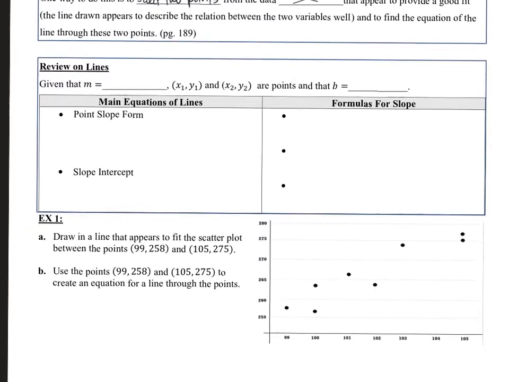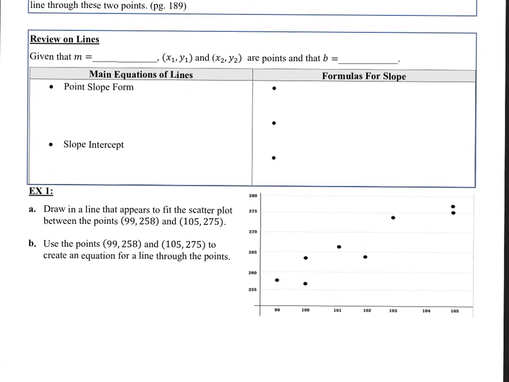So, a quick review on lines. This is something normally done in Algebra 1 or Algebra 2, or maybe college algebra if you took it at the college level. Given that m is the slope of your line, that (x sub 1, y sub 1) and (x sub 2, y sub 2) are points, and that b is your y-intercept, we have the following. Point-slope form for a line is y minus y sub 1 equals m times x minus x sub 1.